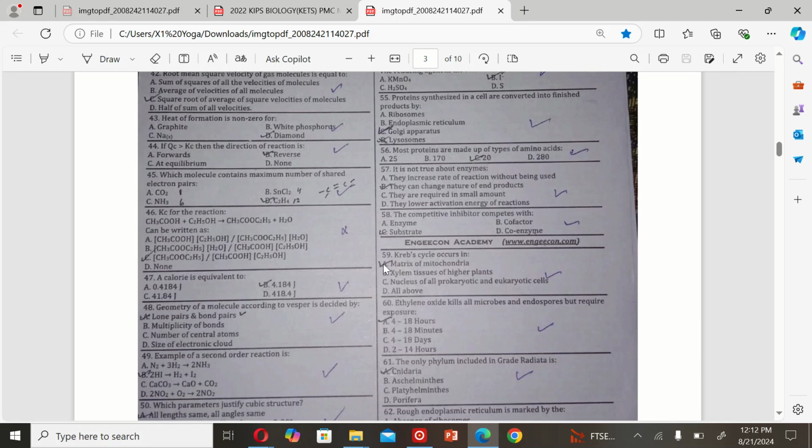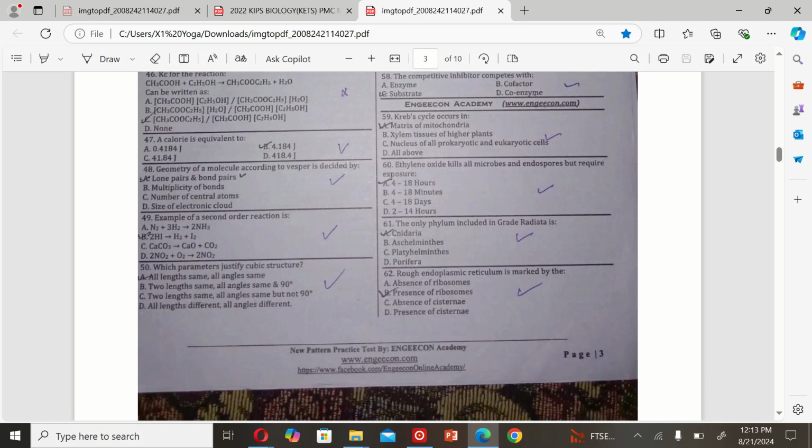Substrate. The next MCQ is: Krebs cycle occurs in A. Matrix of mitochondria, B. Xylem tissue of higher plants, C. Nucleus of all prokaryotic and eukaryotic cells, and D. All of the above. So the correct option is A, matrix of mitochondria.